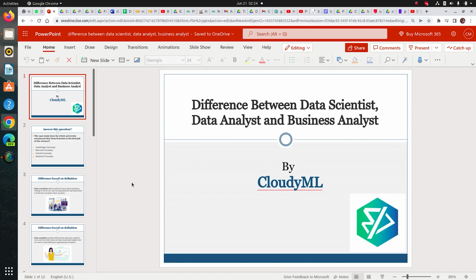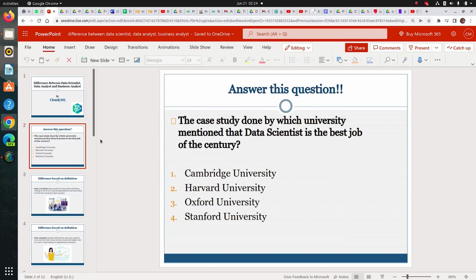I'm Raul from team CloudyML, and today we are going to discuss the difference between data scientist, data analyst, and business analyst. Before getting started, just answer this question in the comment section.